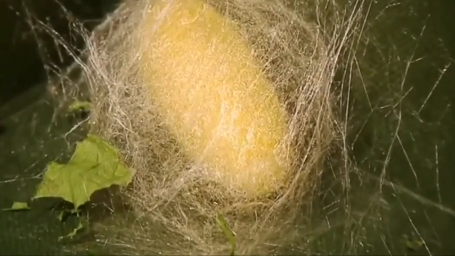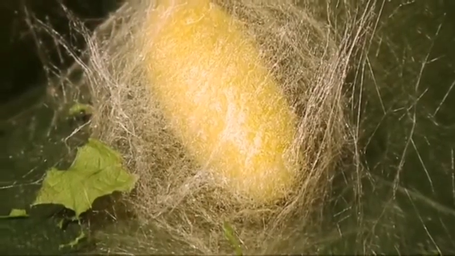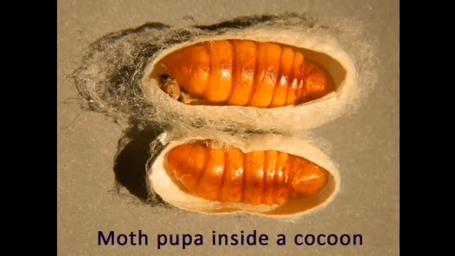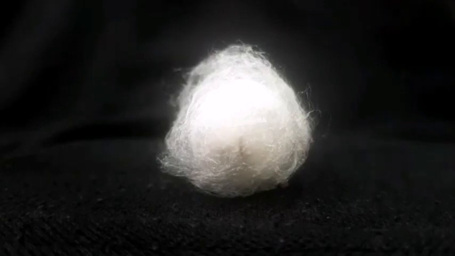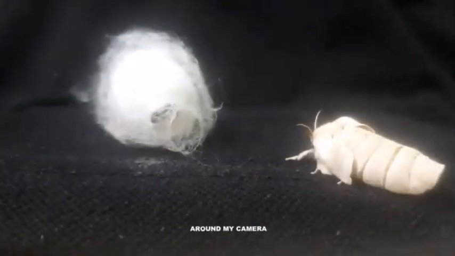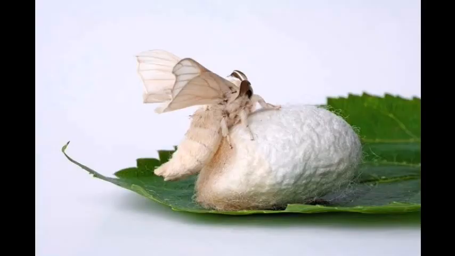Now the caterpillar completely covers itself with the silk fibers and turns into the next stage of its life cycle called pupa. Further development of the pupa continues inside the cocoon and it develops into a moth. This moth again lays eggs, and the life cycle continues like this. The silk fibers are obtained from this cocoon.